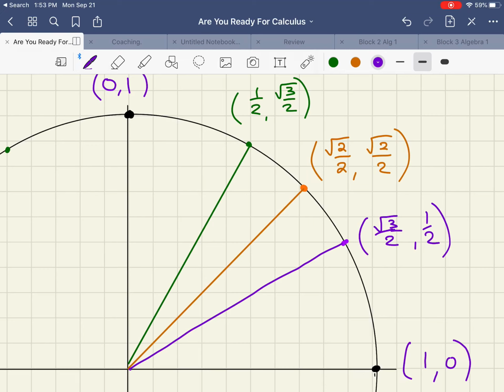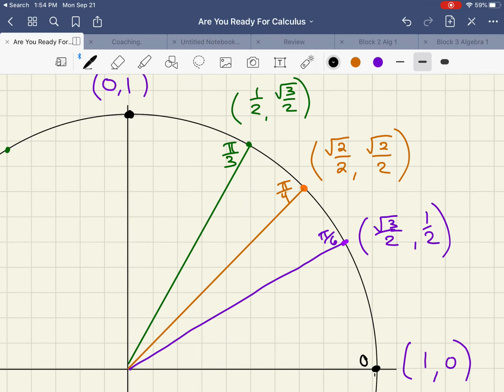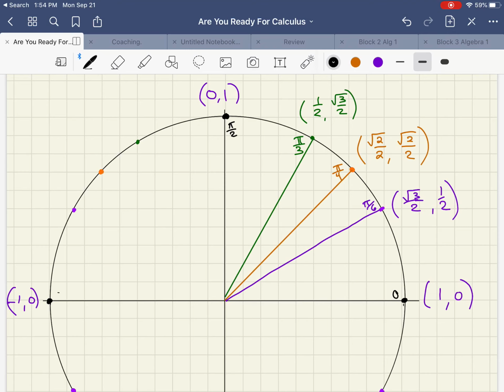And if we go to a pi over 6 or 30-degree angle, we'd be here, and we're looking at √3/2, 1/2. Again, the angles here are pi over 3, pi over 4, and pi over 6. Here we're at 0, here we're at pi over 2. And those coordinates are associated with those.